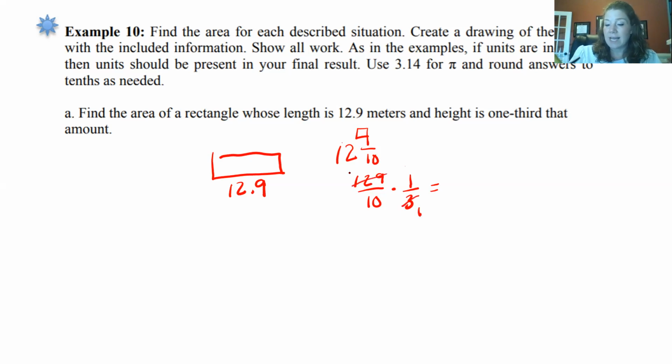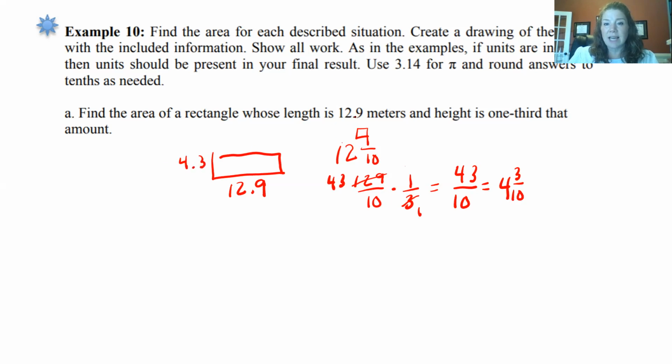And 129 divided by 3 is 43. So this is now 43. So I just simplify before I multiply. So now I'm going to multiply straight across. 43 times 1 is 43. 10 times 1 is 10. So 10 will go into 43 4 times with 3 left over. So 4 and 3/10, or in other words, 4.3. 3/10 is written 0.3. So now we know that the height is 4.3.